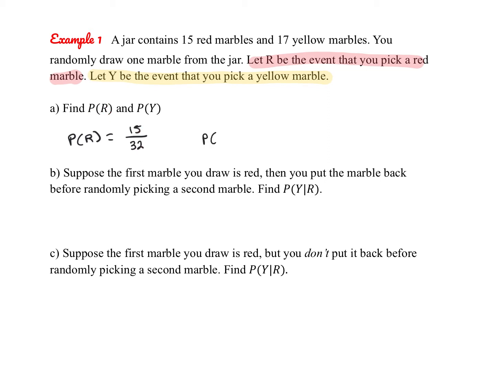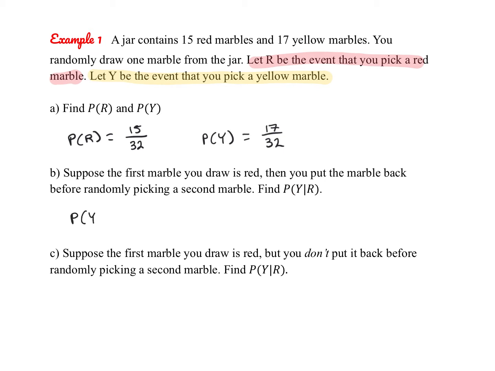Now let's find the probability of drawing a yellow marble. There's 17 yellows, 32 total, so that's the probability of drawing a yellow. All right, let's move on to part B. We pick a marble, and the first marble we pick is red, but then we put that marble back in the bag before we pick a second marble. Let's find the probability that the marble is yellow, given that we already drew a red.